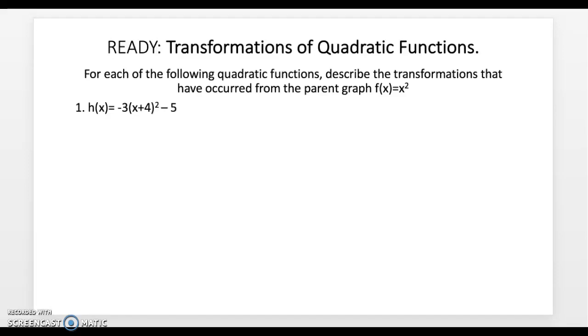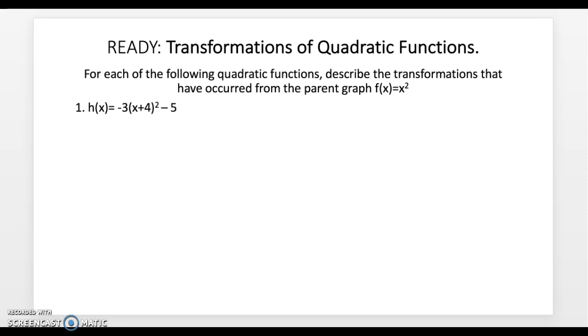Alright, so when you're ready, we're looking back at the transformations of quadratic functions, which was in Optima's shop, when we talked about this back in Unit 4 in Module 3 book. The goal is to describe the transformations that have occurred from the parent graph f of x equals x squared to this new graph h of x equals negative 3 times x plus 4 squared minus 5.